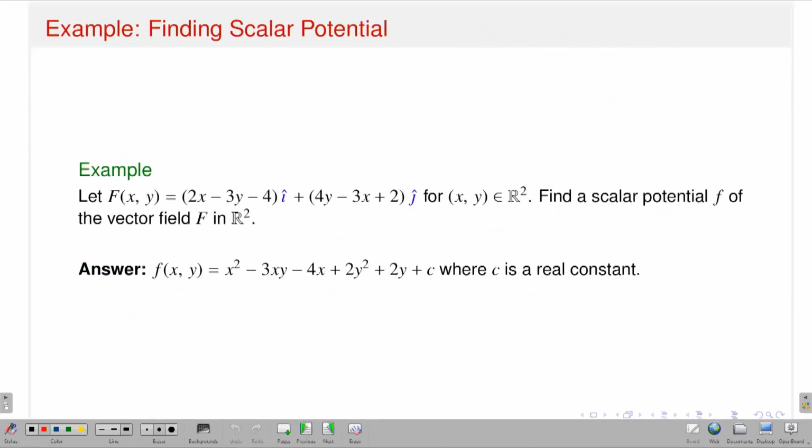Okay, so one example: finding the scalar potential. I think this is a partial differential equation you have to solve. I have already discussed one example; this is another example. Again it is a vector field from R2 to R2, capital F(x,y) exactly equal to (2x − 3y − 4, 4y − 3x + 2), and find the scalar potential.